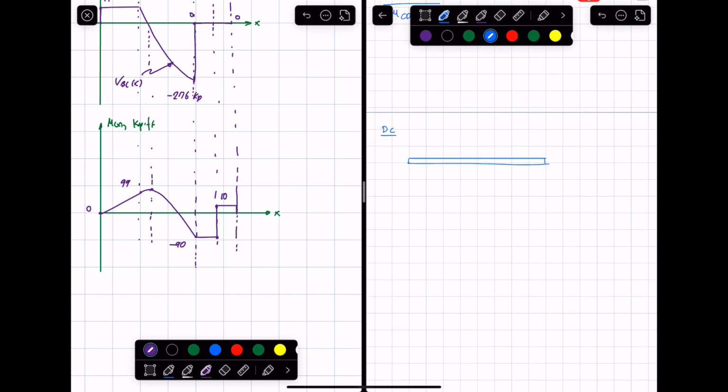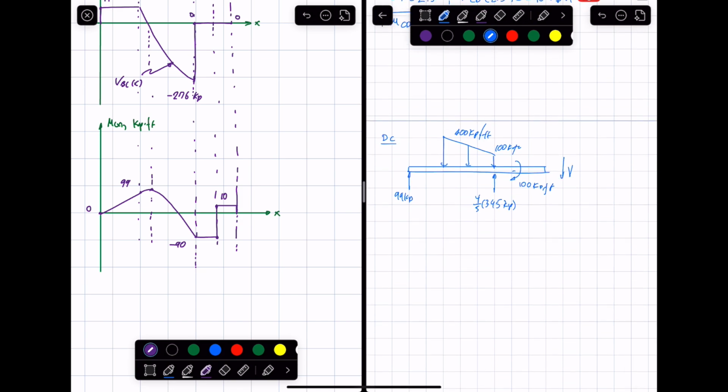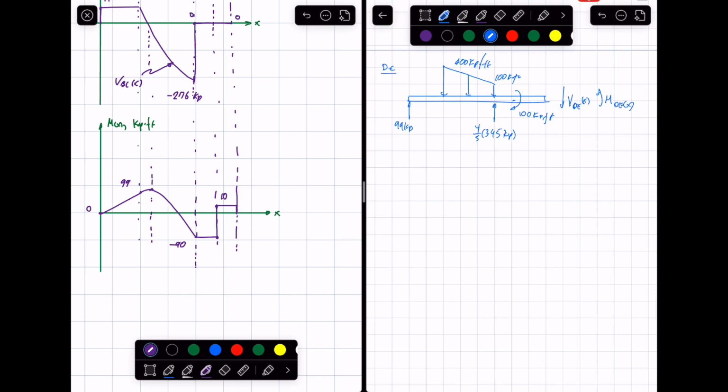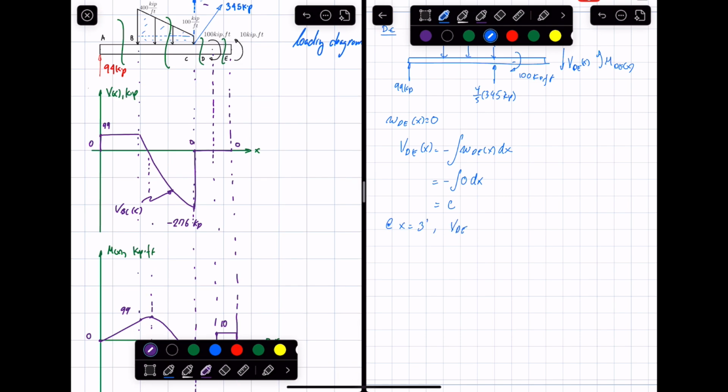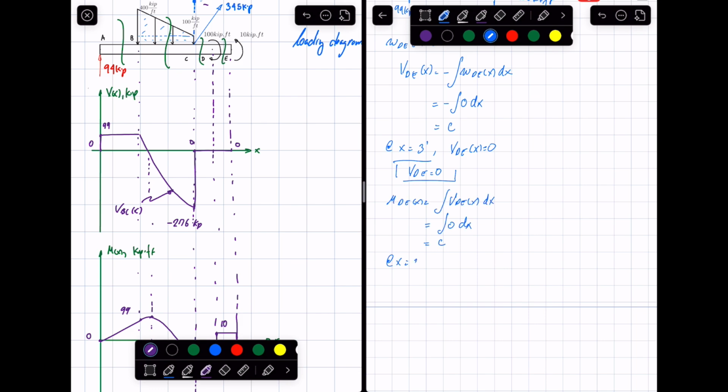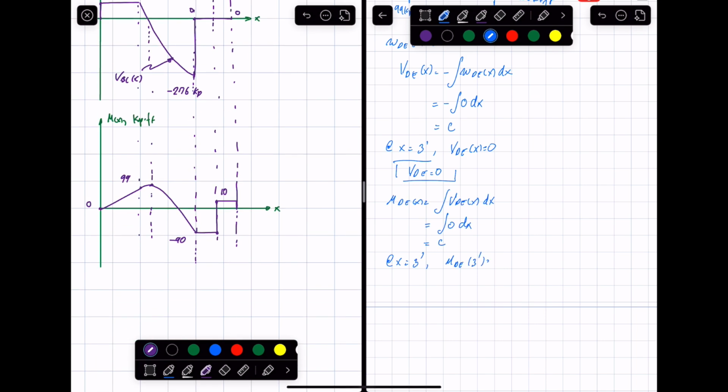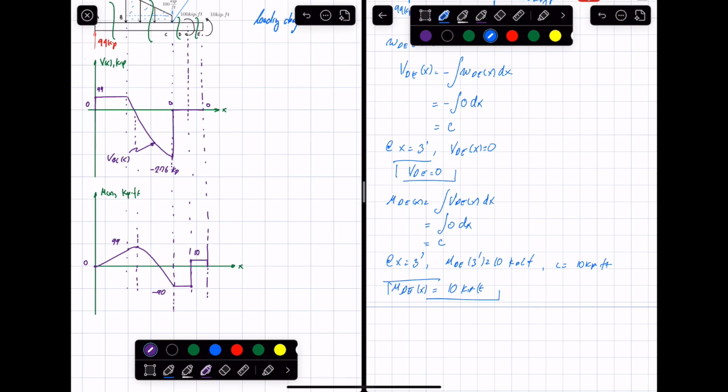We can demonstrate this again on section DE by drawing the free body diagram and obtaining the internal shear and bending moment functions. And now we have the complete set of functions for the beam and the plot of the shear and bending moment diagram.